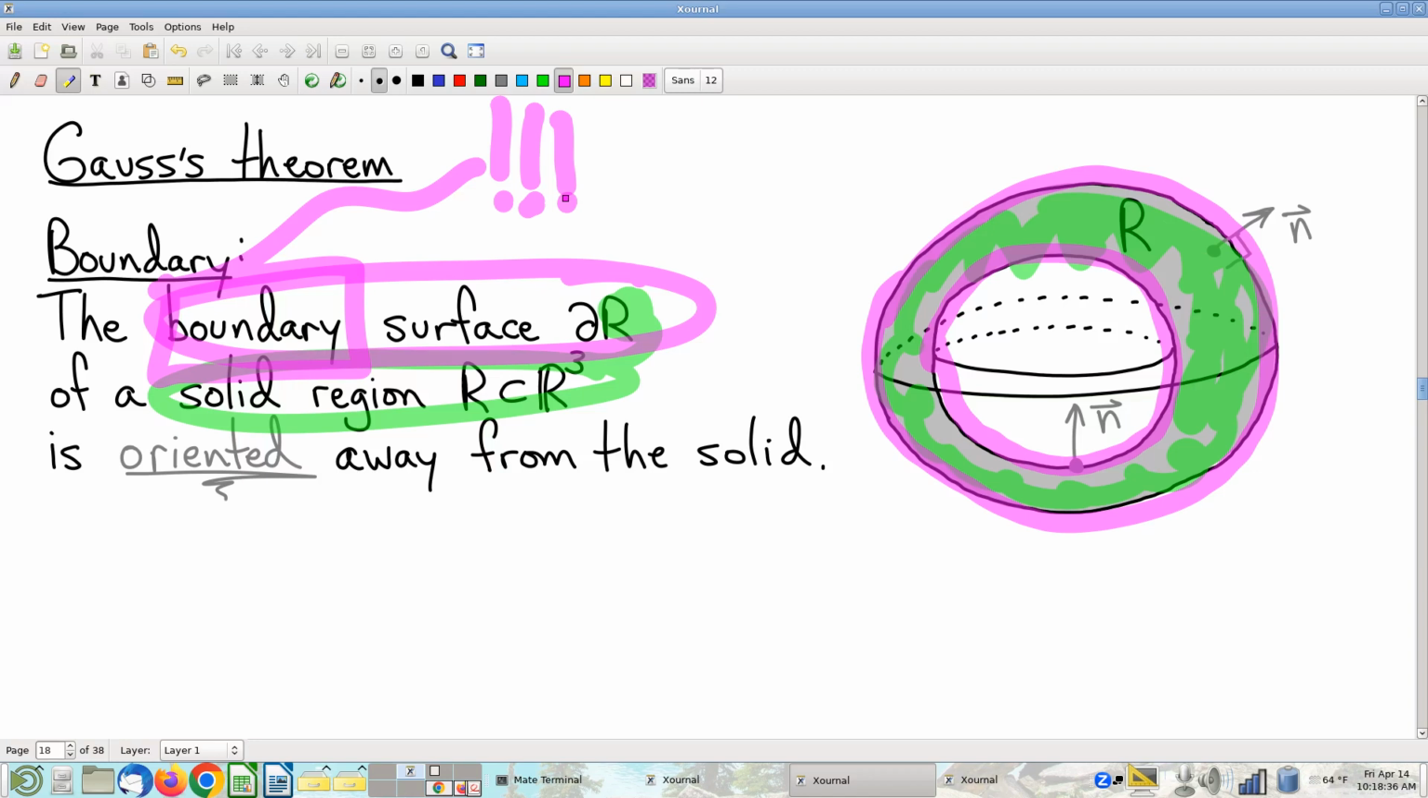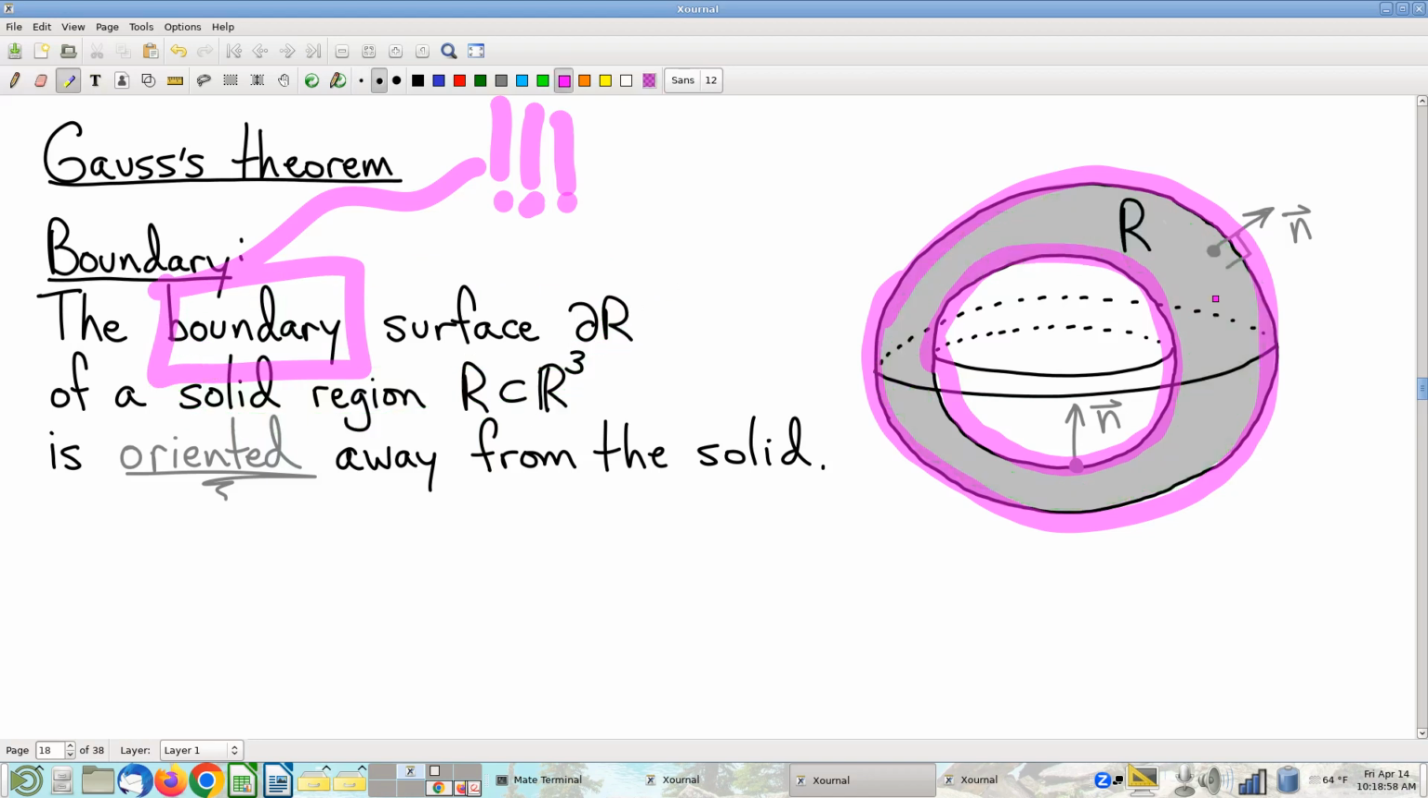Now, again, I have to pause and point out, hey, this is exactly the scenario that we dealt with when we were talking about Green's theorem. Why were we looking at the boundary of a two-dimensional region? So that we could compute circulation, a vector line integral, which of course needs an oriented curve. Here, we need an oriented surface. Okay, so what is the convention? What does the word boundary mean?